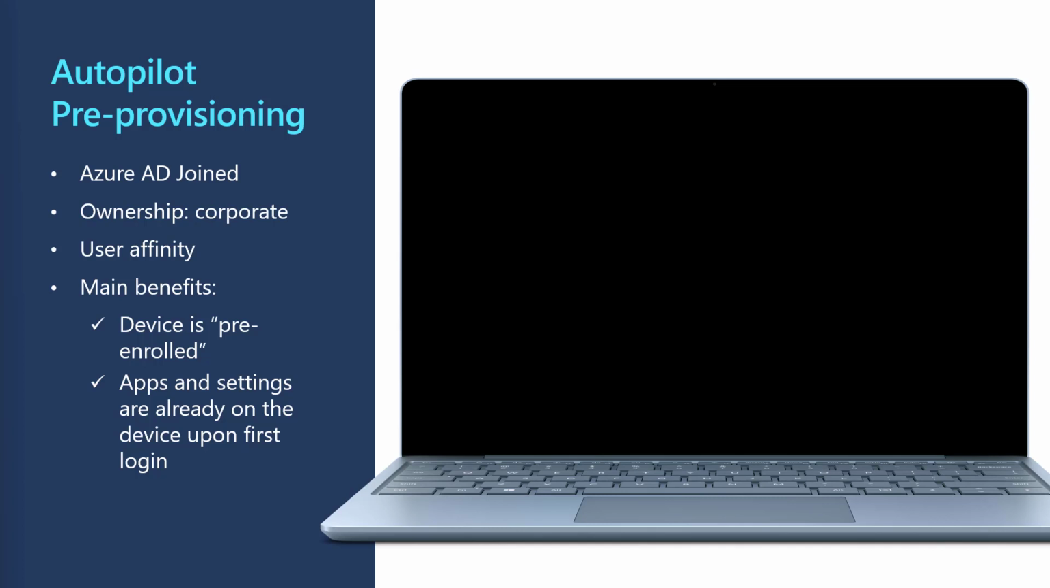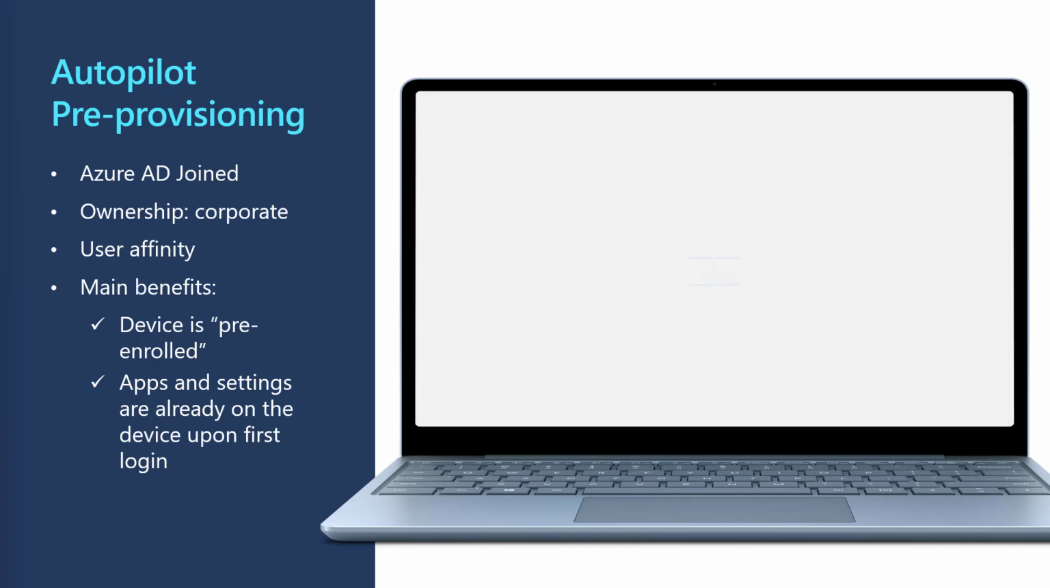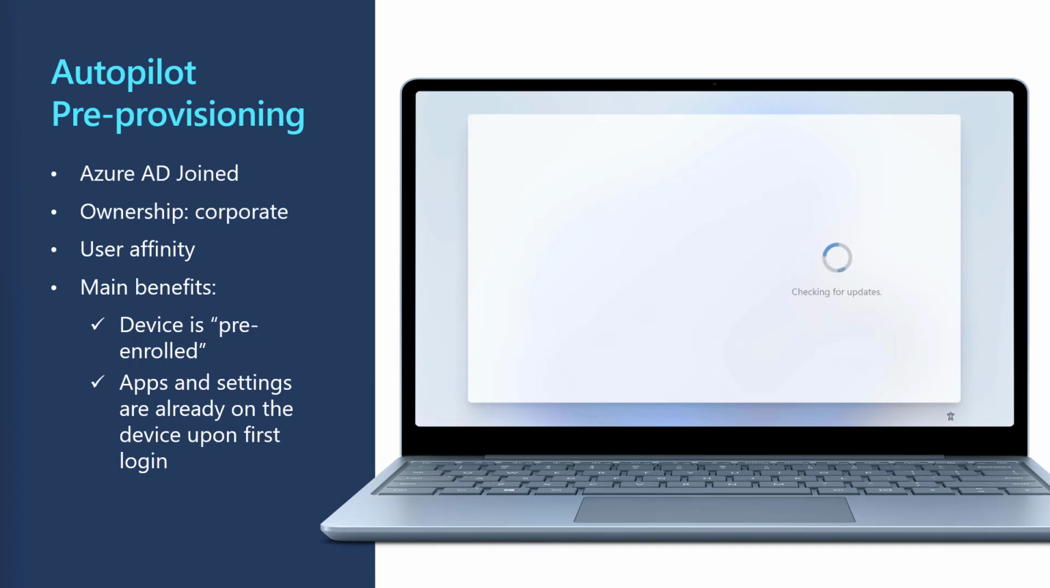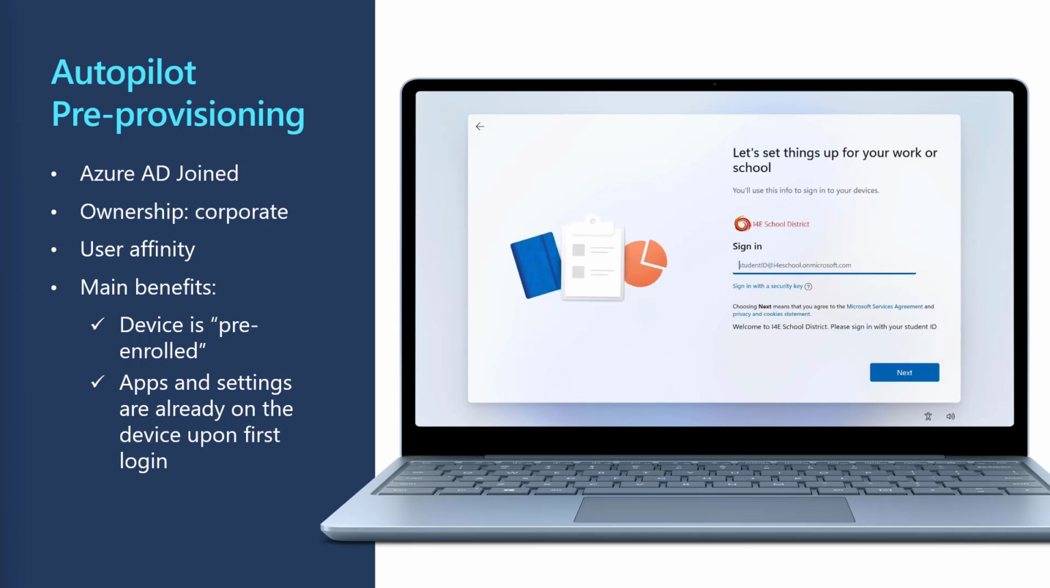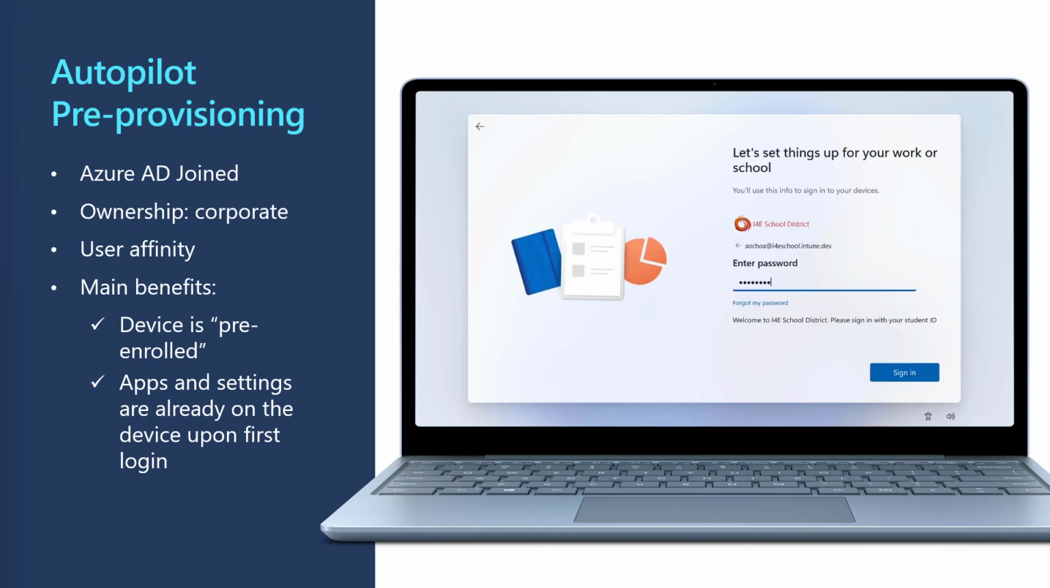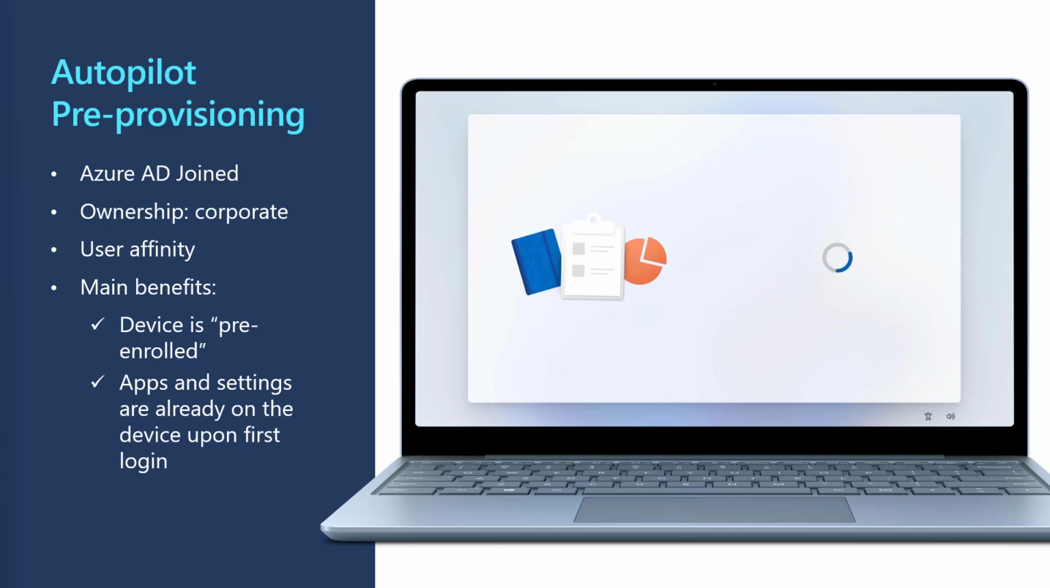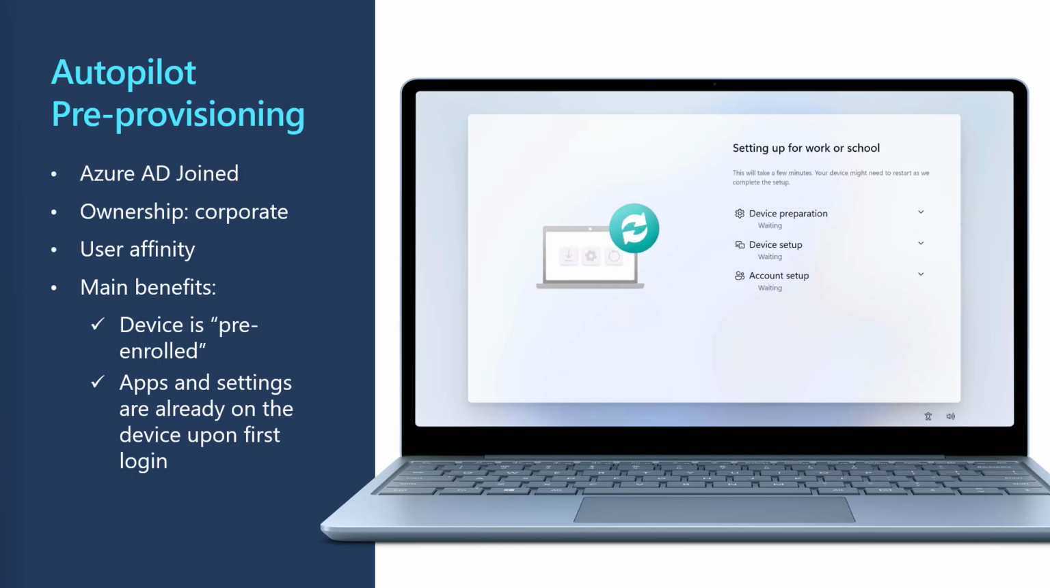Now the device is in the hands of Alison, and she turns it on. Ideally, this device will automatically connect to the network. Maybe the Wi-Fi was configured during the pre-provisioning phase. Alison is prompted to type her username and her password. The device will go through a quick phase of final setup, where additional applications and settings may get installed.